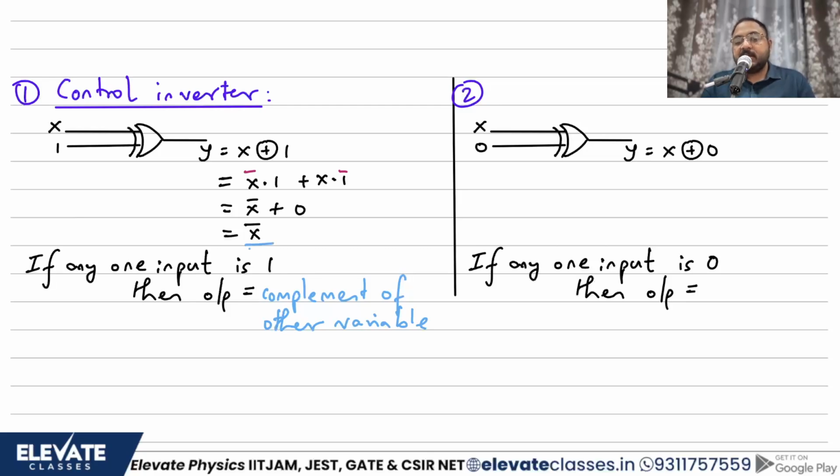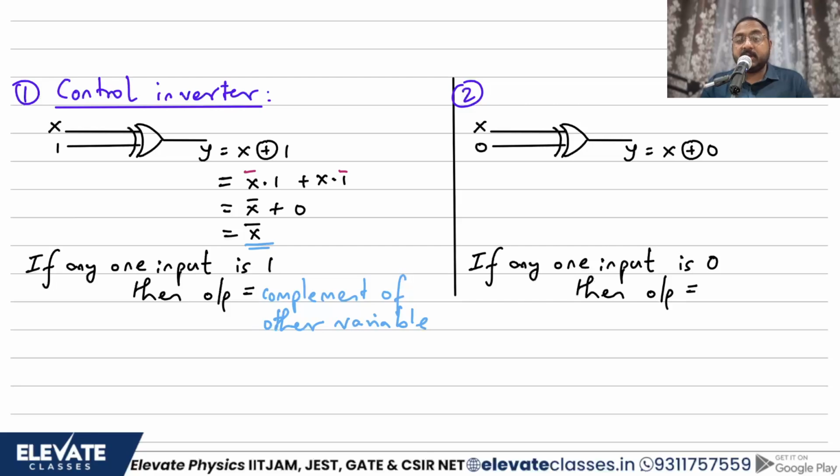ऑलवेज ऑलवेज ऑलवेज डोंट फॉरगेट दिस. This is called a control inverter. अब ये कंट्रोल वर्ड कहाँ से आया? The word control comes from the other input is controlling and making it an inverter. That's why it is called a control inverter. बस उसके नाम में और कोई गहराई नहीं है. That is the meaning of it.